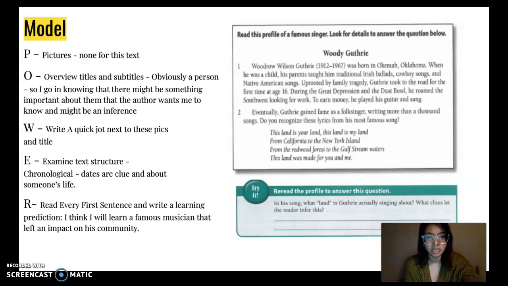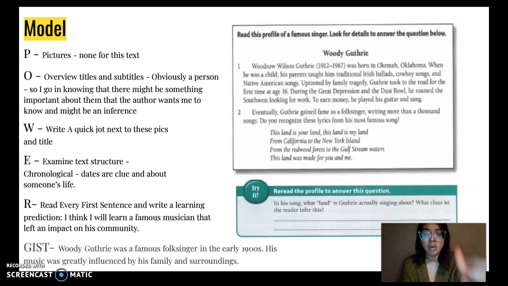These lyrics really talk about the futures in the United States. So again, as a reader, I'm already making these connections in my head. He must have left an impact in the community. Now I want to write the gist, using obviously the who, what, when, where, why, and making that slight inference.